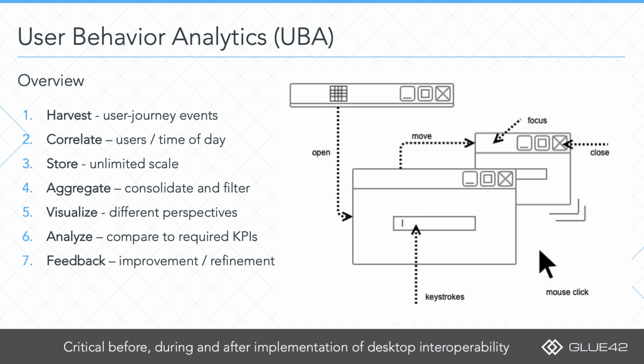So let's just consider UBA in a bit more detail. What Glue42 does is to harvest the events as and when they occur, correlate those events to a time of day and an end user, store them in some form of data lake. We don't provide the data lake. Normally our clients provide that for us. But what we do is ensure that there is no message loss, even when you're capturing events from tens of thousands of end users at the same time.